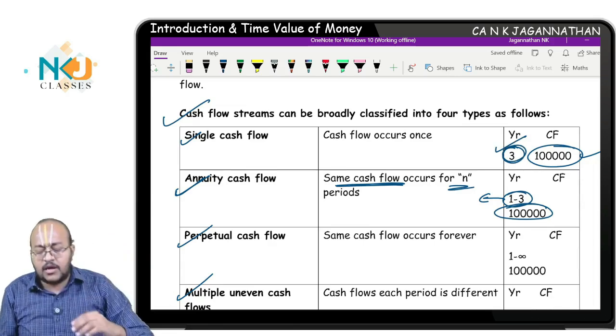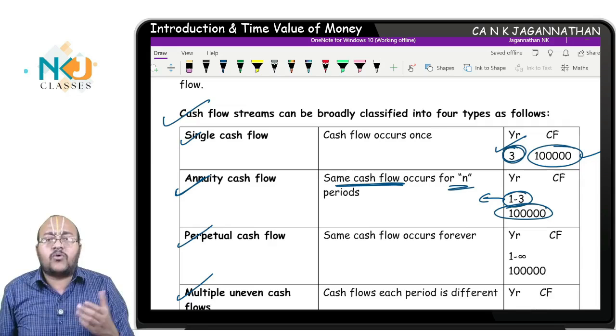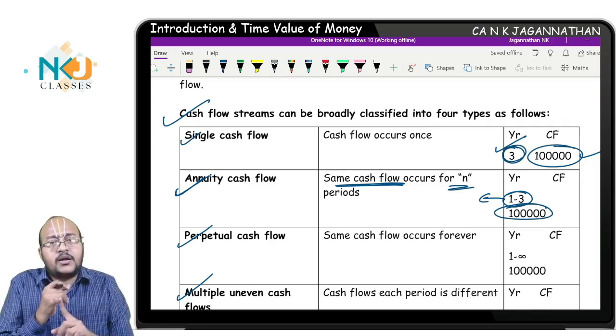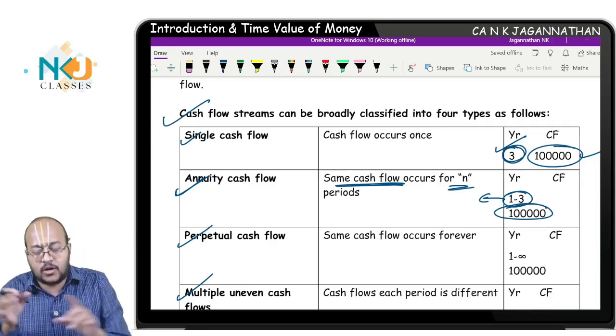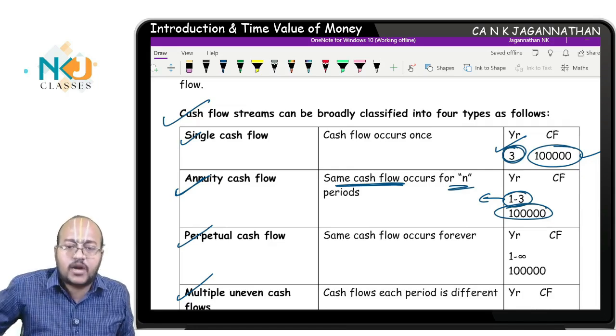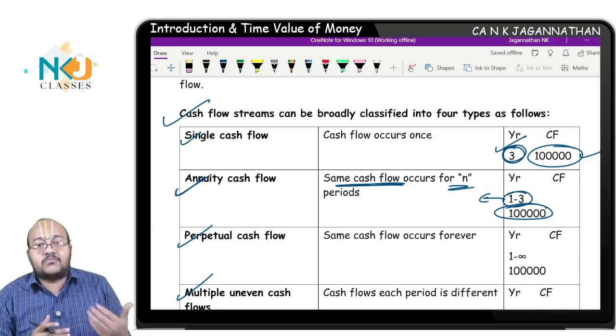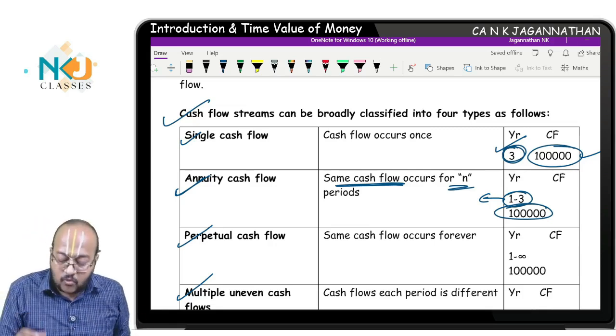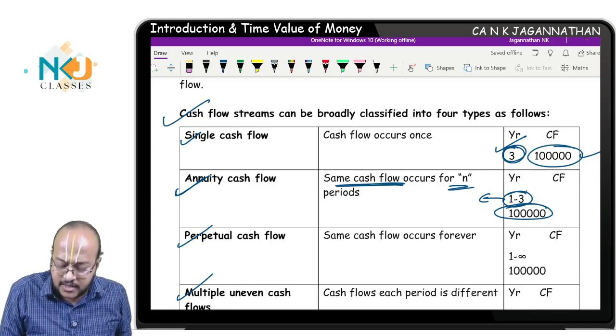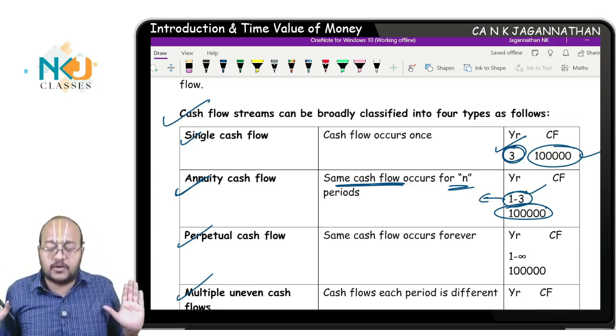Same way here also, year 1 to 3. What it means is: end of year 1, end of year 2, end of year 3, you are going to receive the same cash flow, 1 lakh, 1 lakh, 1 lakh. Are you understanding? This is something like EMI. You pay annual installments, right? But what we understand here is that we assume we are paying or receiving at the end of the period, correct?